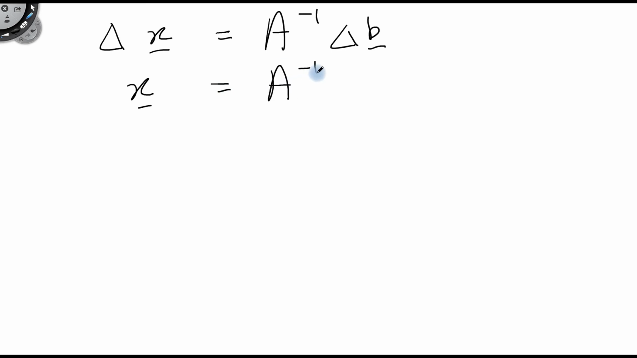So we know that delta x equals A inverse delta b. And we also know that x itself is A inverse b.